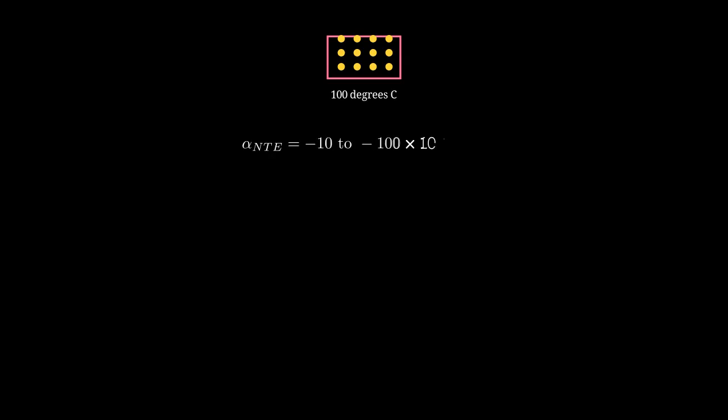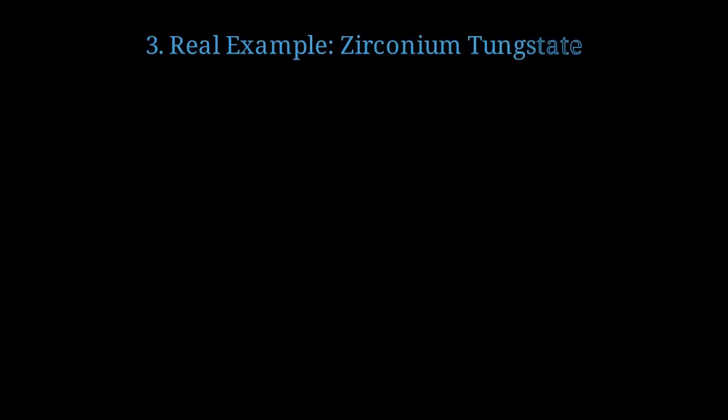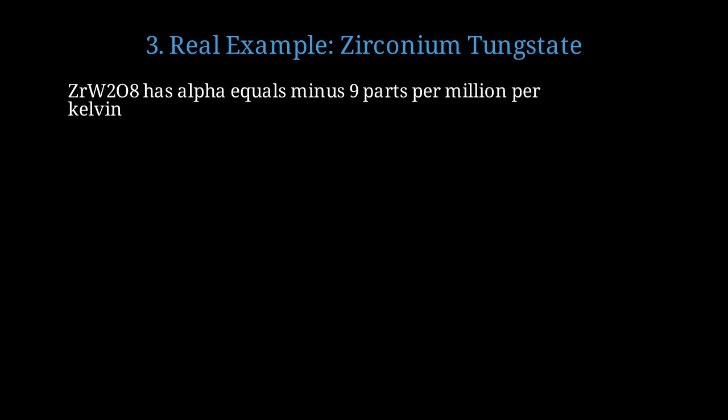The coefficient of negative thermal expansion can range from -10 to -100 parts per million per Kelvin, which is quite substantial. Let's look at a real material that exhibits this fascinating behavior: zirconium tungstate. Zirconium tungstate, with the formula ZrW2O8, has a thermal expansion coefficient of -9 parts per million per Kelvin over a wide temperature range. The structure of zirconium tungstate consists of zirconium, tungsten, and oxygen atoms arranged in a complex three-dimensional network.